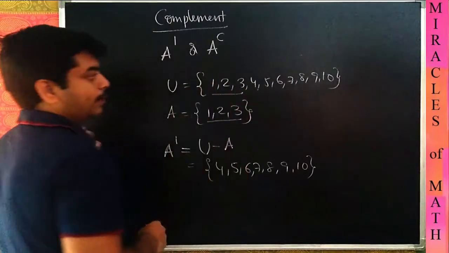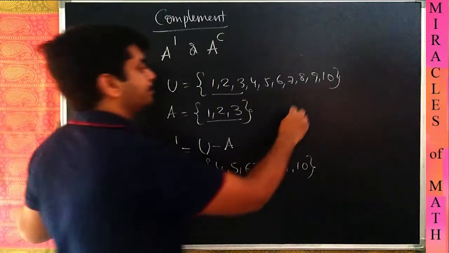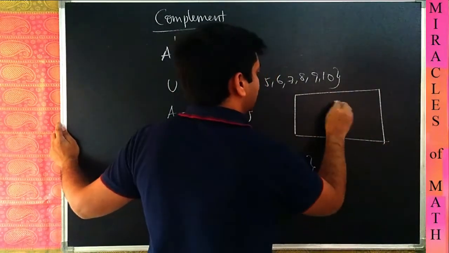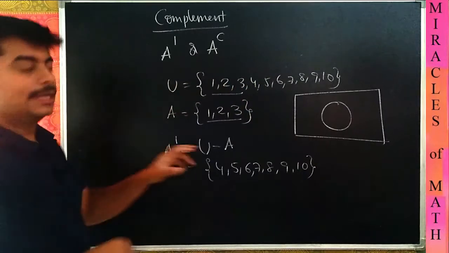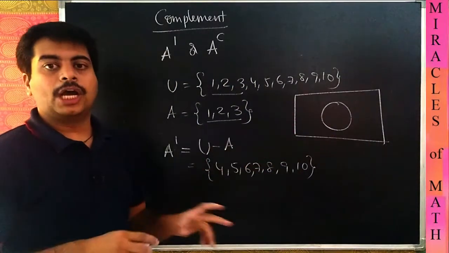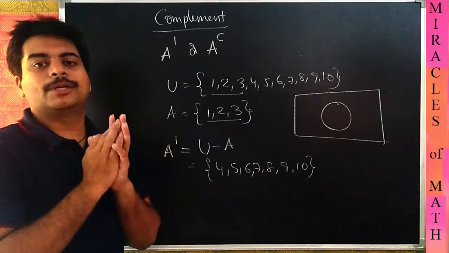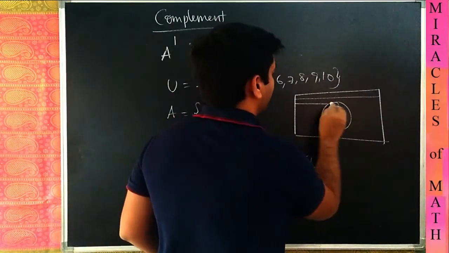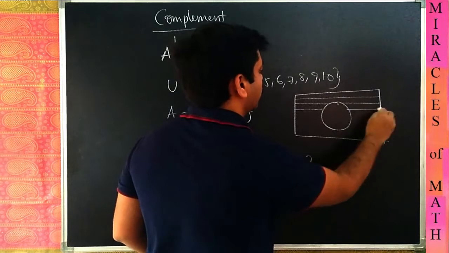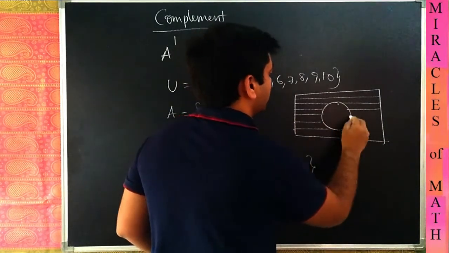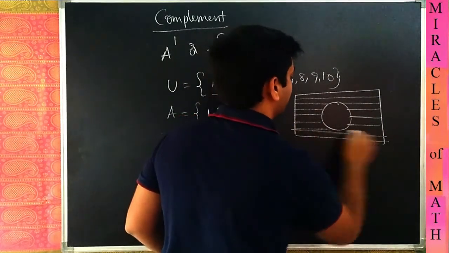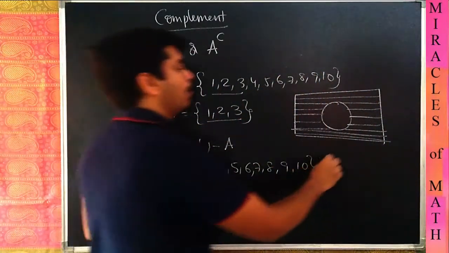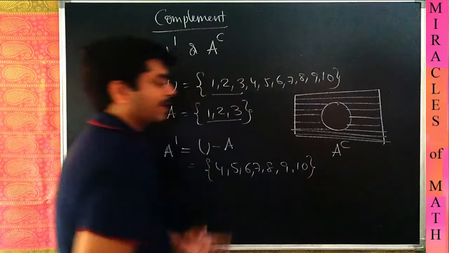If you represent the same thing in a Venn diagram, this inner circle is A, and now I want all the elements but not A. So this region will be A complement, excluding A. This is the region of A complement.